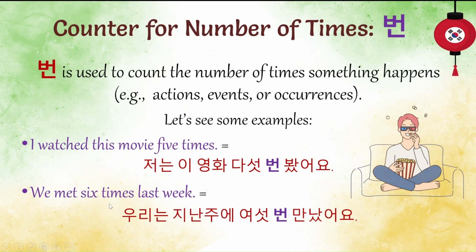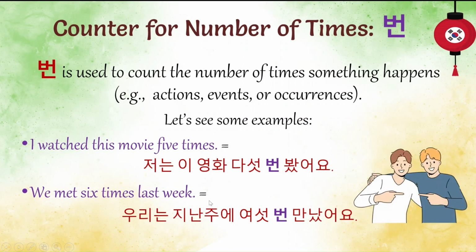Next example is we met 6 times last week. 우리는 지난주에 6번 만났어요. 우리, we. Last week, 지난주. 6, 여섯. To meet, 만나다, past tense 만났어요. 6 times, 6번. Okay, very simple. Just remember the counter word, remember the format for using it in sentences, and you'll be able to frame the complete sentence once you know the remaining grammar.